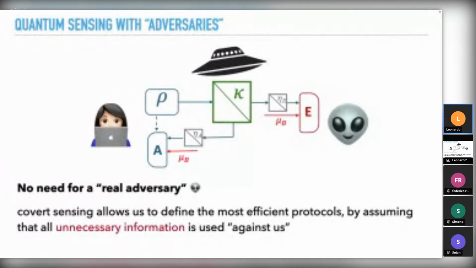And also, as applications, there is really no need for a real adversary to justify this protocol, because assuming that there is an adversary is just a trick to try to study what are the most efficient protocols. Why? Because you're assuming that all of the energy that you are not using is actually used against you. It's a worst-case assumption where all the extra energy is used against you, not necessarily in reality. So that's why I say that there is no need for a real adversary. It's just to study what are the ultimate limits.